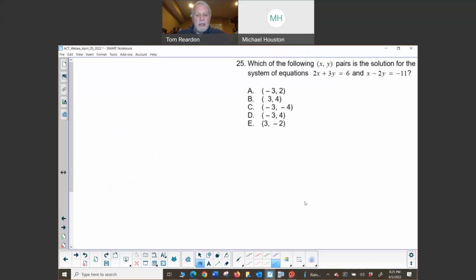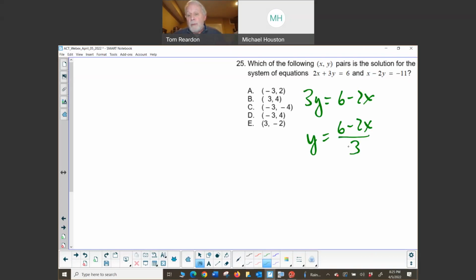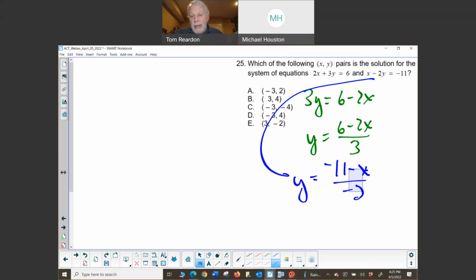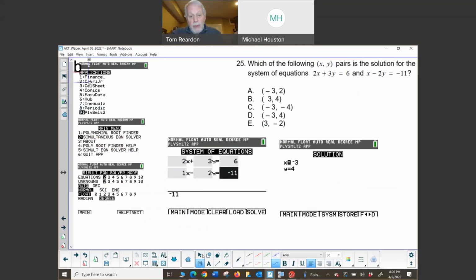And when I would solve these for y, surprisingly, I would probably do it this way. 3y is equal to 6 minus 2x, and then y is equal to 6 minus 2x all divided by 3. That's quicker for me and less work for my students. And the other one, y would be equal to negative 11 minus x all divided by negative 2. So those would be my equations, not in standard form, but I'm okay with that because I just need to be able to graph them.